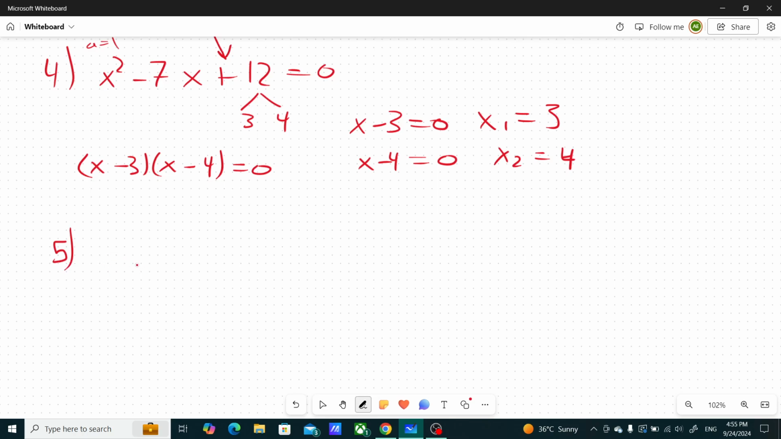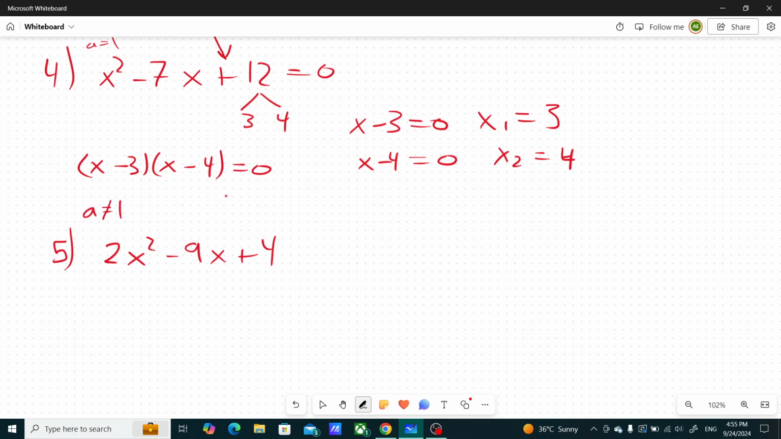Let's continue. Let's take this example. So we have 2x squared minus 9x plus 4. This is a little different than what we have solved for the previous 4 questions. So here I know that a is not equal to 1.